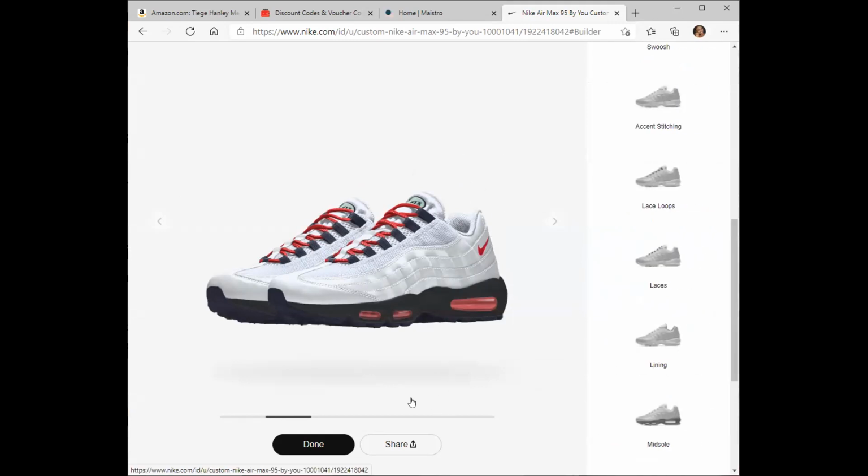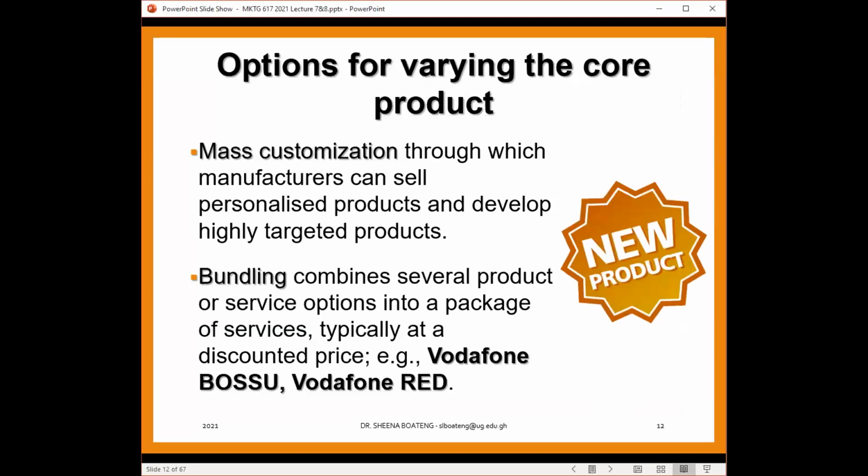And by the time you are done, definitely based on your preferences and what you like and what you dislike, you will end up with a sneaker that no one else in the world will possess, right? And that is the essence of mass customization. And this is only possible as a result of digital, particularly internet technology.